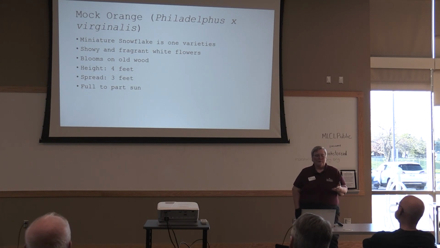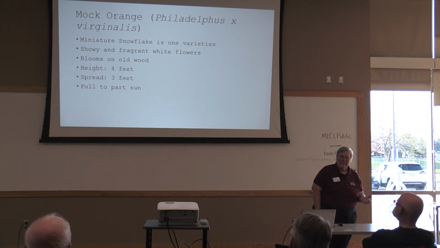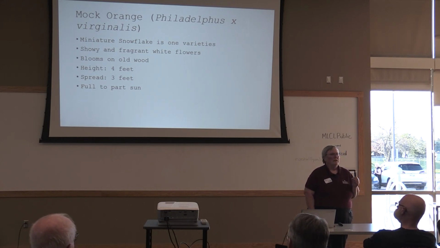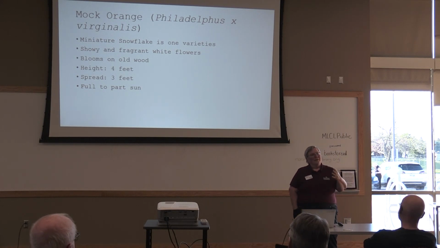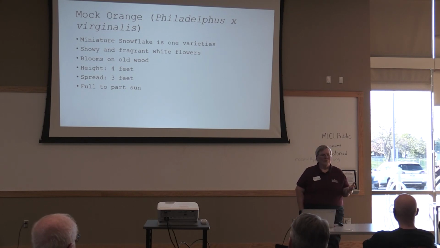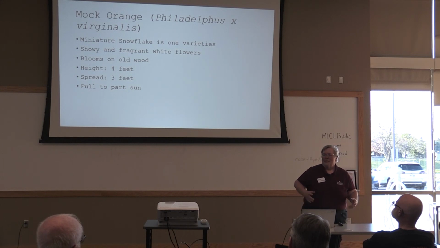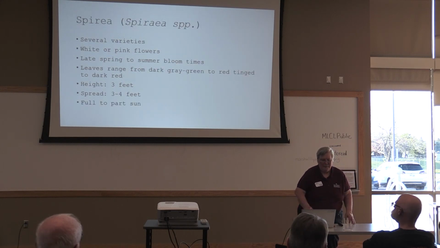Miniature snowflake is one of the varieties. Again, it has a lot of varieties. These have showy, fragrant white flowers. They bloom on old wood. So what that means is if you trim off a lot of the old wood, you're not going to get as many blossoms. So you have to be kind of careful when you're starting to prune them. About 4 feet high, 3 feet wide. This is nice because it will tolerate full sun to part sun. So it's not just, you can put it in the shade.